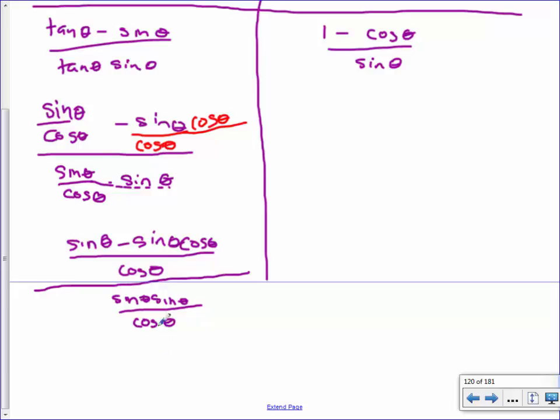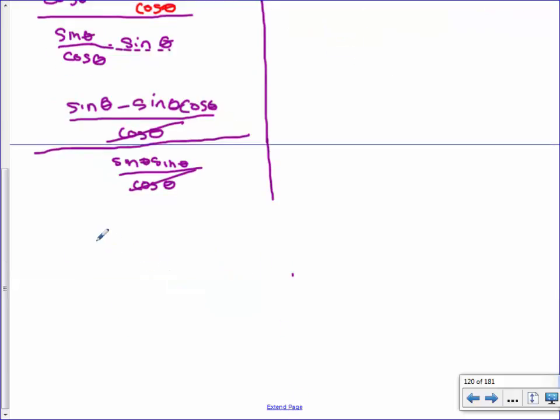You have a fraction on top of a fraction. We can do some canceling. So there's a cosine right here and a cosine right there. Those cancel. Which means you now have sine theta minus sine theta cos theta all over another sine theta, because that's the leftovers.